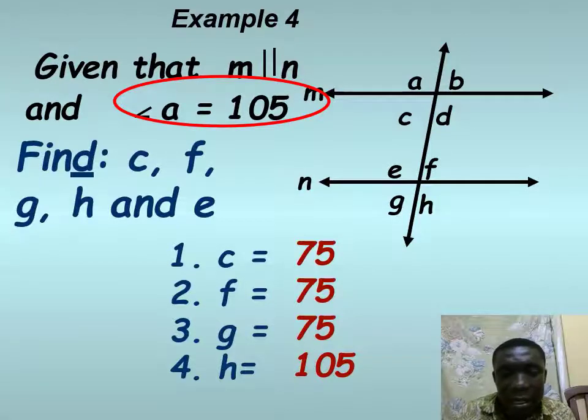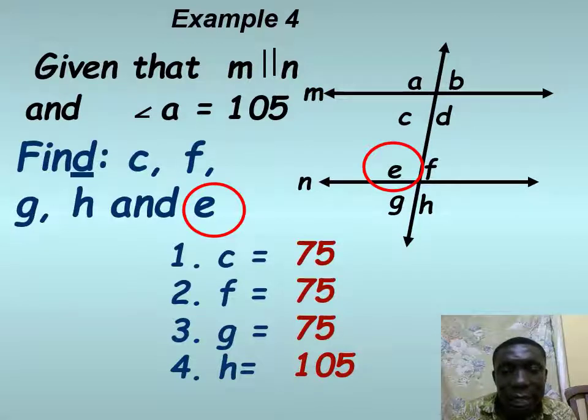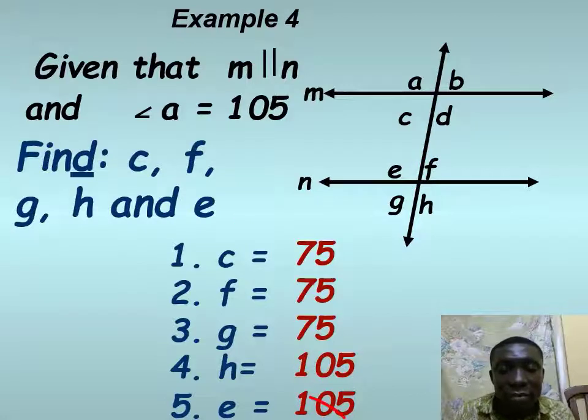Angle E. What is angle E? Angle E is also 105 degrees. It's vertically opposite to angle H.